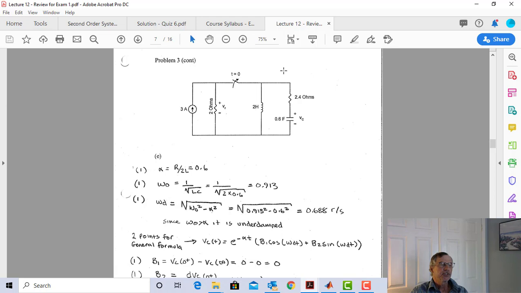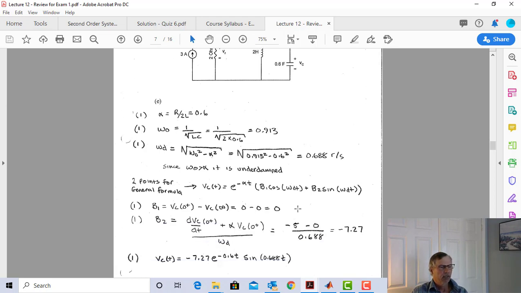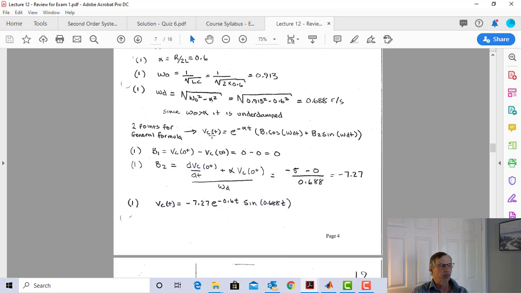Okay, so we said series RLC. We said thuddiness coefficient was 0.6. Boinginess coefficient was 0.913, so we got a boing going on. So what I'm going to do is write my general formula.